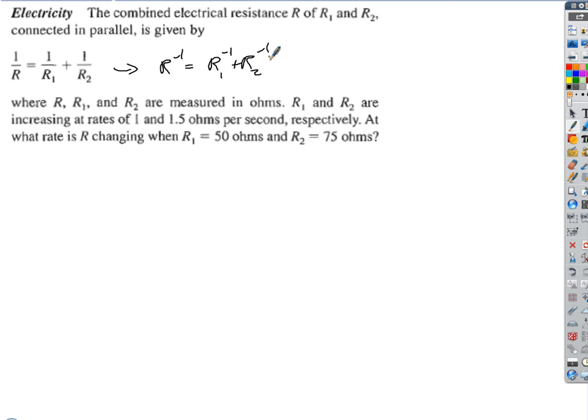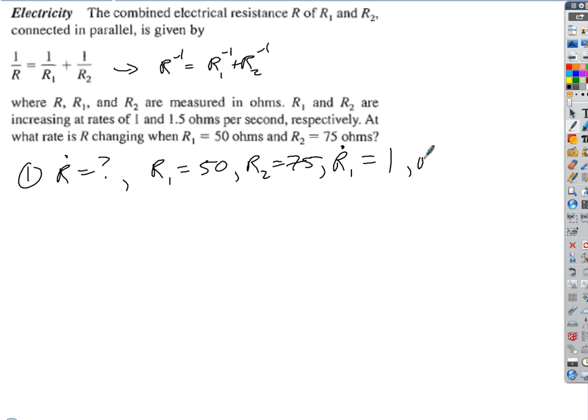They give us some information here, don't they? So step 1, what's our snapshot stuff, in terms of capital R dot, is the question. R1 is 50, R2 is 75. R1 dot is 1 and R2 dot is 1.5. I'm just glad that there are all R's.